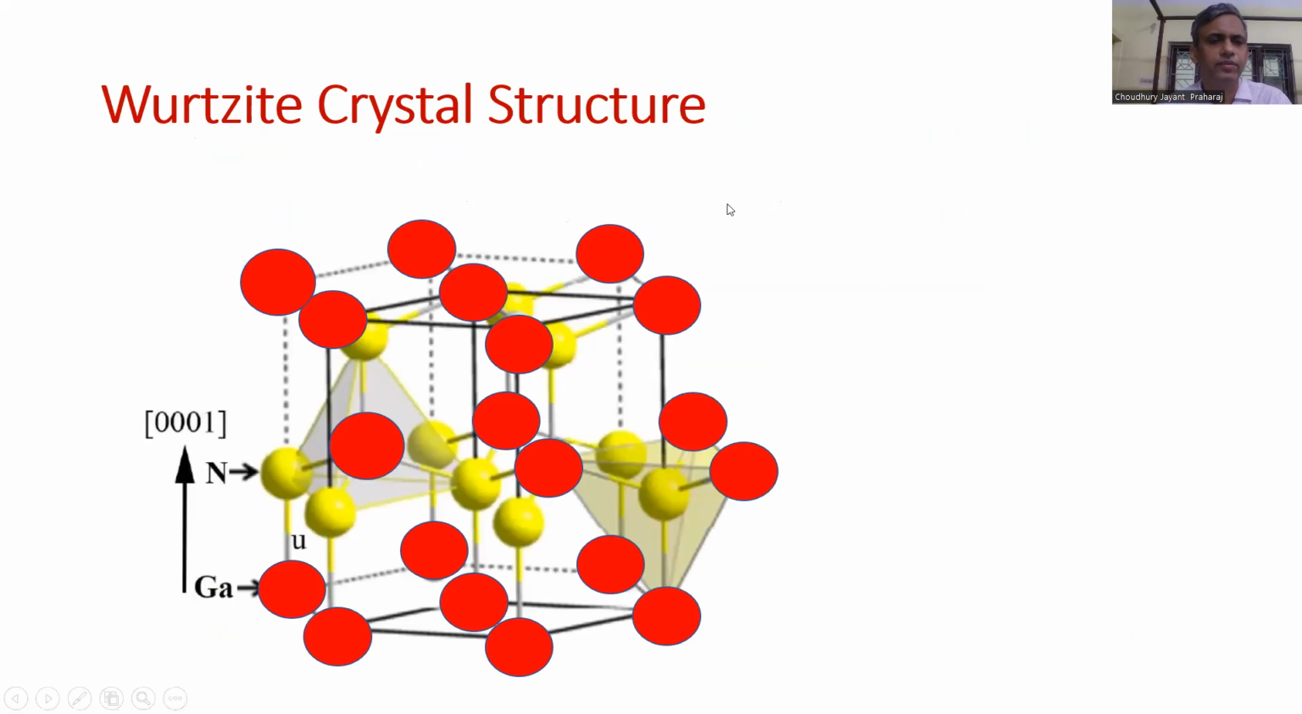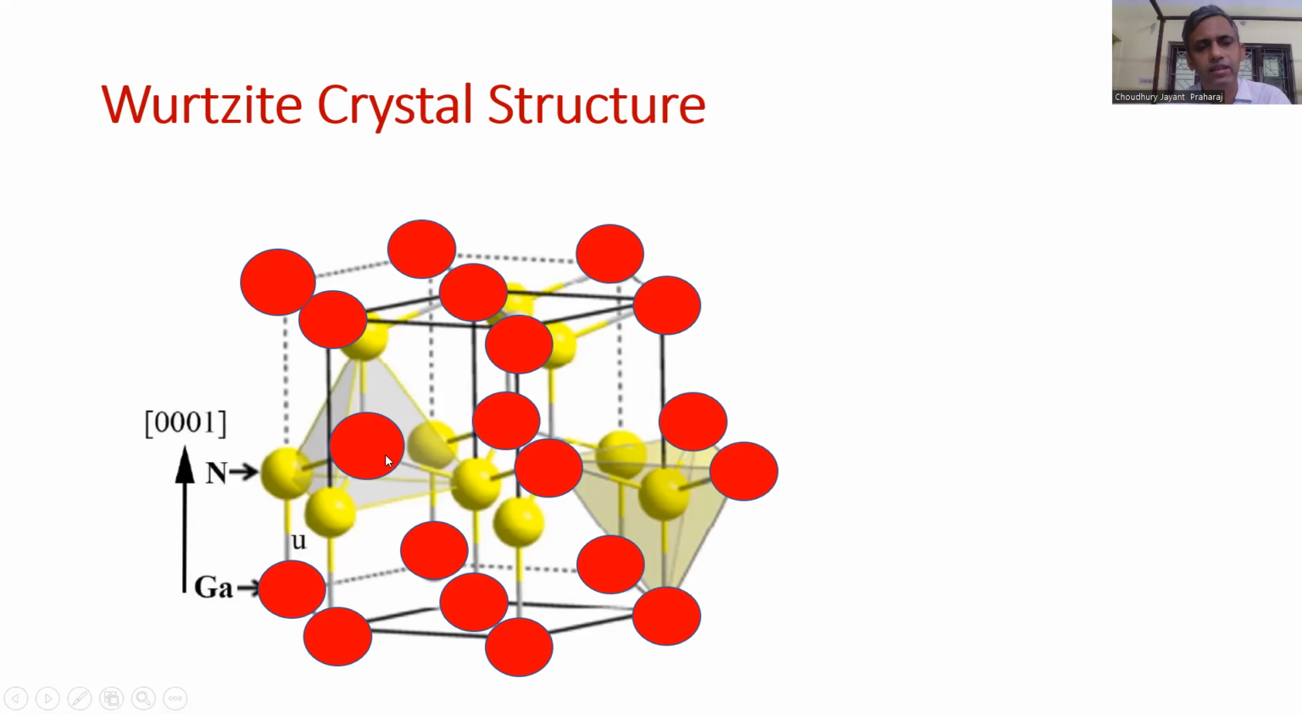This slide, we look at the basic wurtzite crystal structure of some wurtzite semiconductors. So this shows very schematically the gallium nitride crystal structure, and you can see that each gallium atom here has 4 bonds with nitrogen atoms.